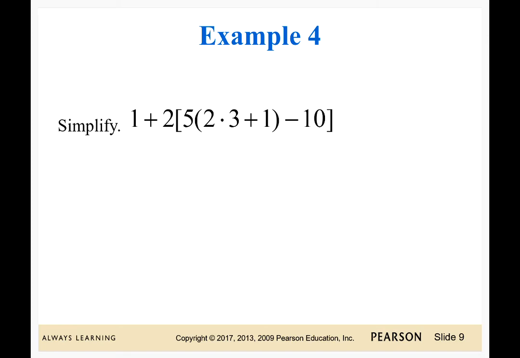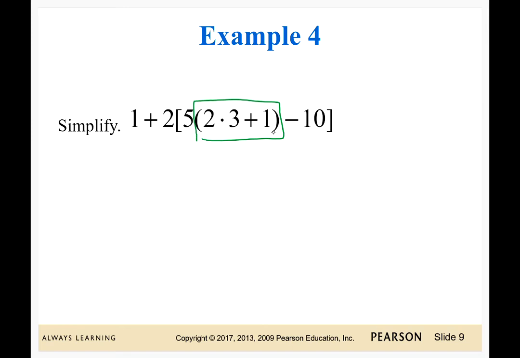All right, example number 4. This example I like because it has a lot of grouping symbols. Okay, when you have multiple groupings, you need to start from the inside and work your way out. So if you can see, the innermost grouping symbols are these round parentheses right there. So I'm going to start with that.